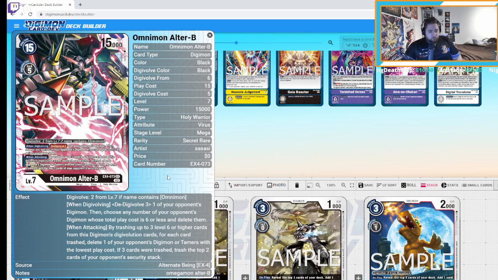and names contain Omnimon. When you devolve, you devolve one of your opponent's Digimon, then choose any number of your opponent's Digimon who have total play cost 6 or less and delete them. Then trash up to 3 of your level 6 or higher cards from your digivolution cards, and for each card trashed, delete one of your opponent's Digimon or Tamers with the lowest play cost. If 3 cards were trashed, trash 2 cards of your opponent's security stack. This is a really huge card.